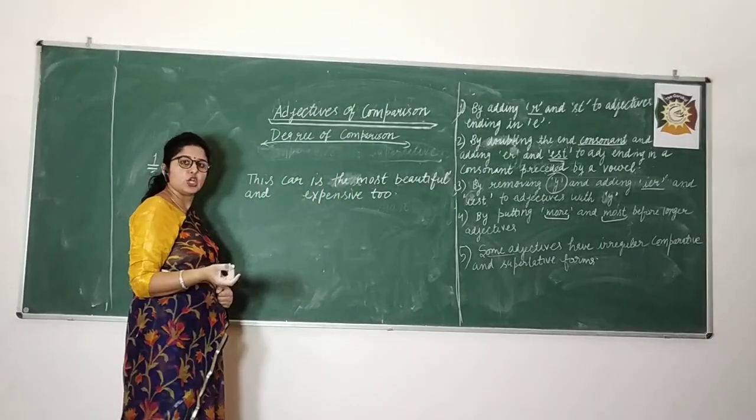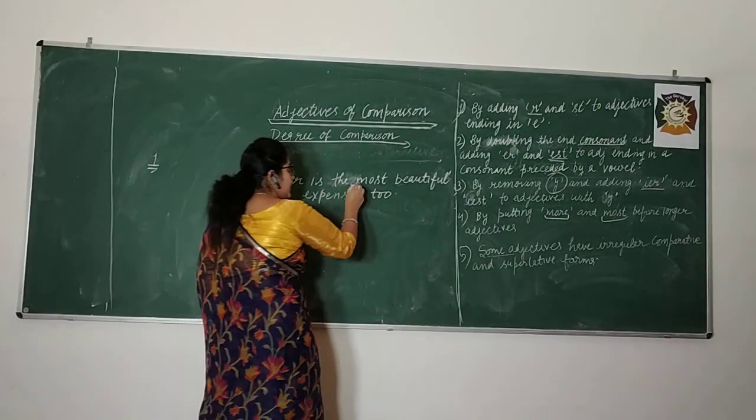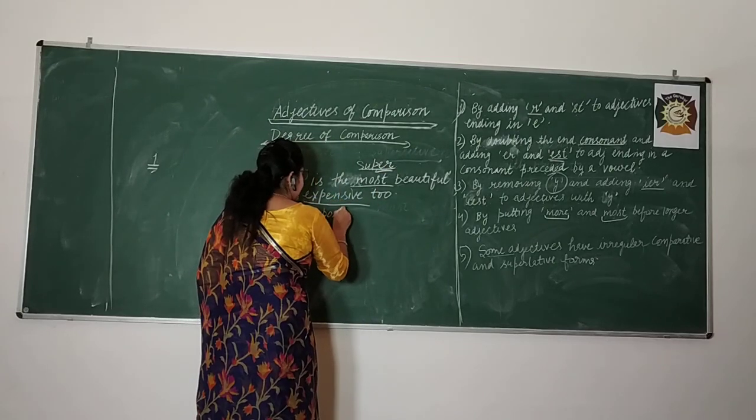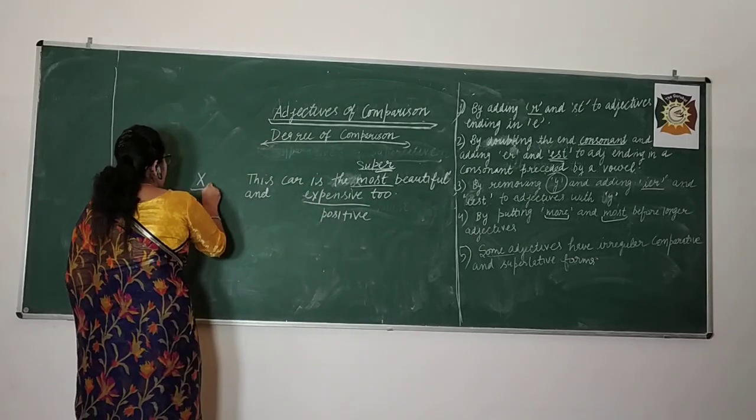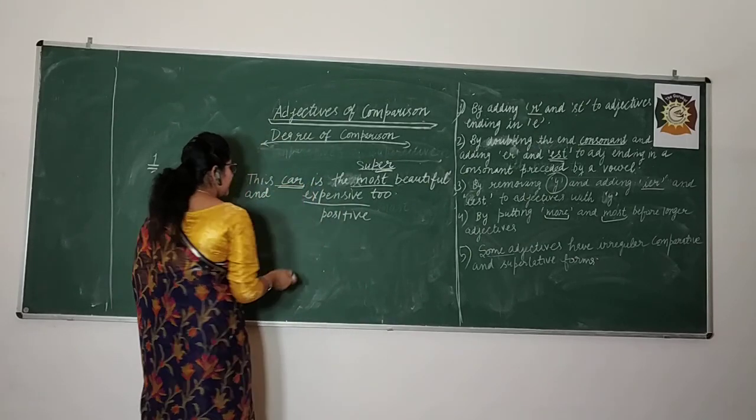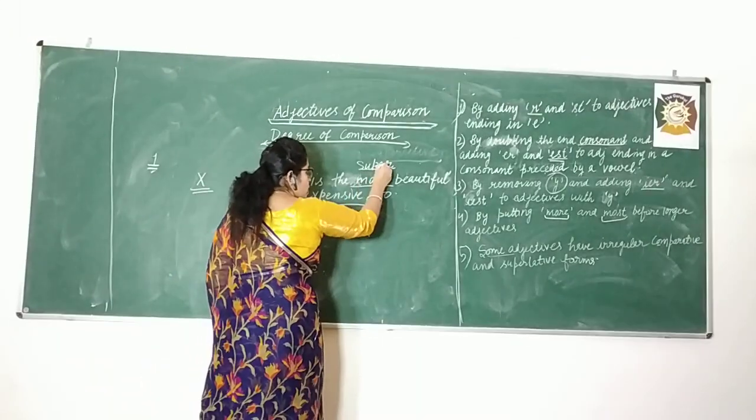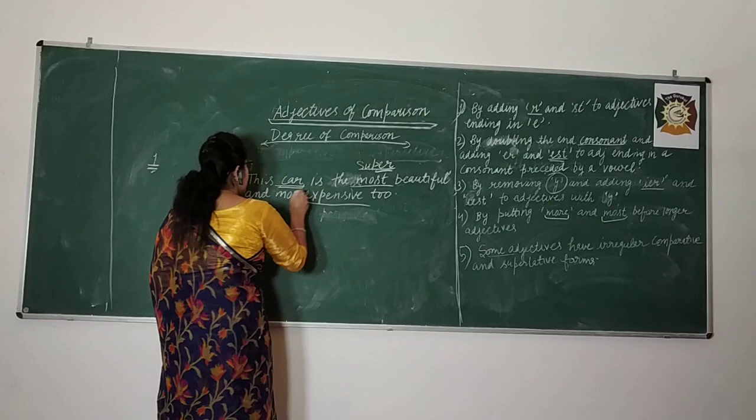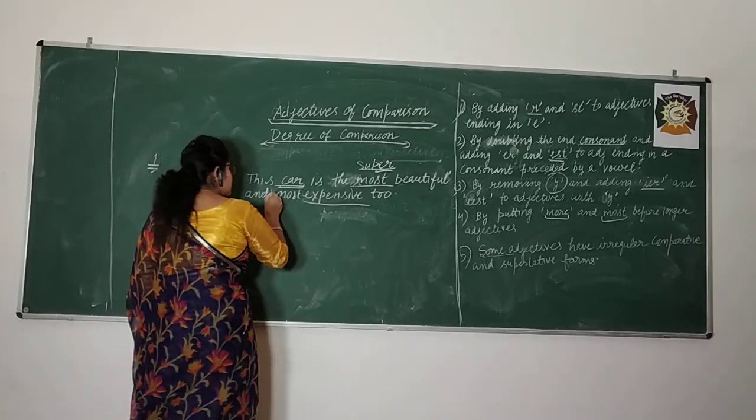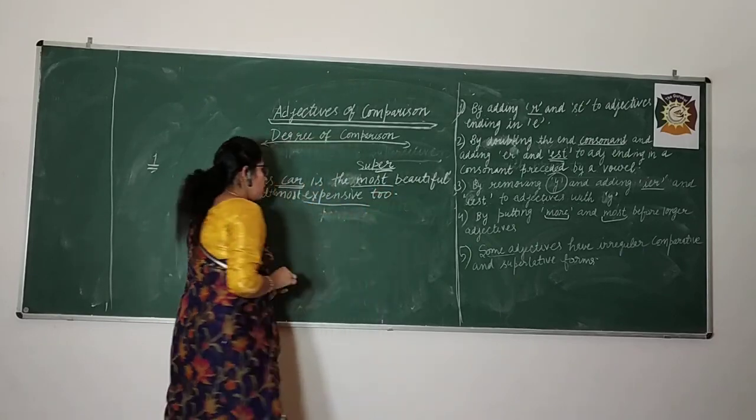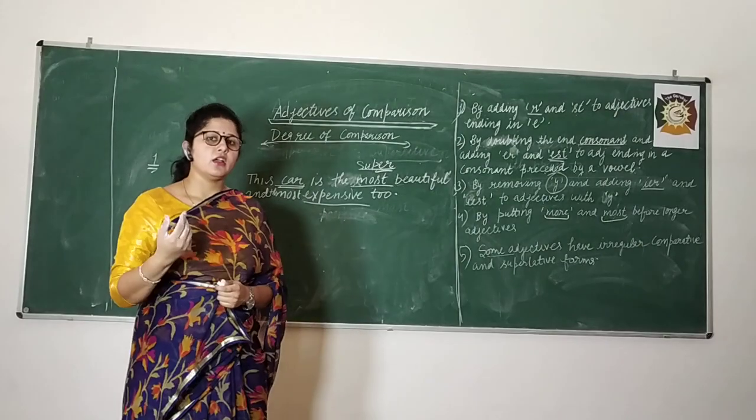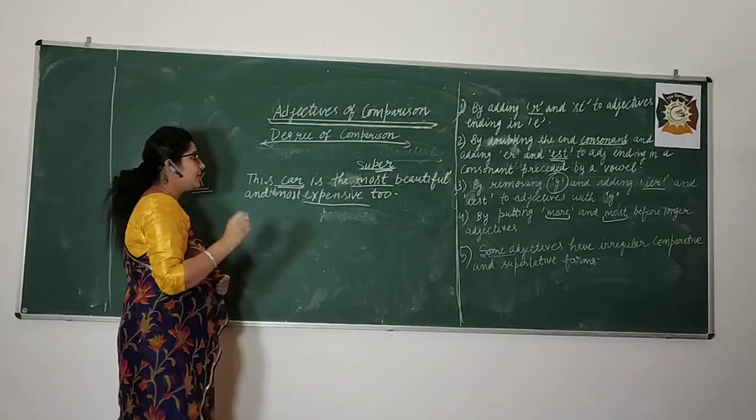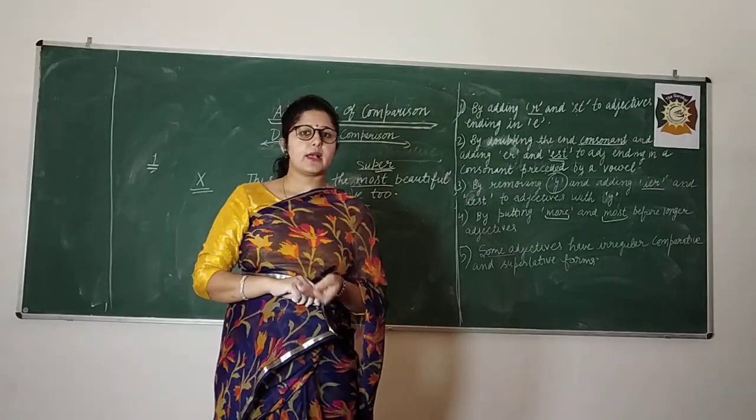Is it right? No, it is not right, because here we have used the superlative degree and here we used the positive degree. It means that it is wrong. We are talking about the same car, so we have to use the same degree. Like here we use the superlative degree, so here also we have to use the superlative degree. And what will you write? This car is the most beautiful and the most expensive too. So what does the rule say? The rule says that if we are talking about a thing or a person, then we have to use the same degree, whether we are using positive, comparative or superlative.